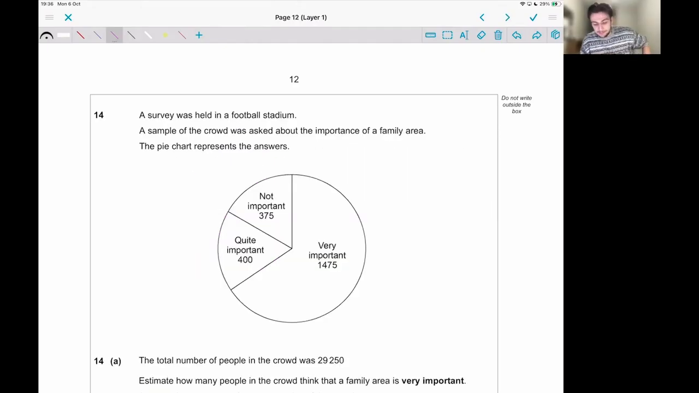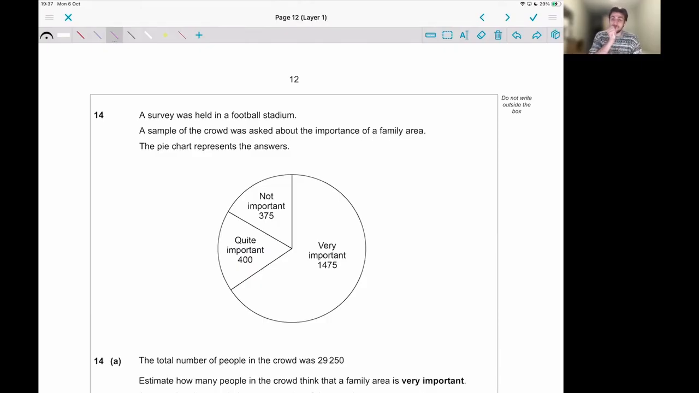So we've got a pie chart. A survey was held in a football stadium. A sample of the crowd was asked about the importance of a family area. The pie chart represents the answers. So we've got what looks like about a sixth saying not important, what looks like about a sixth saying quite important, and what looks like about 2/3 saying very important.